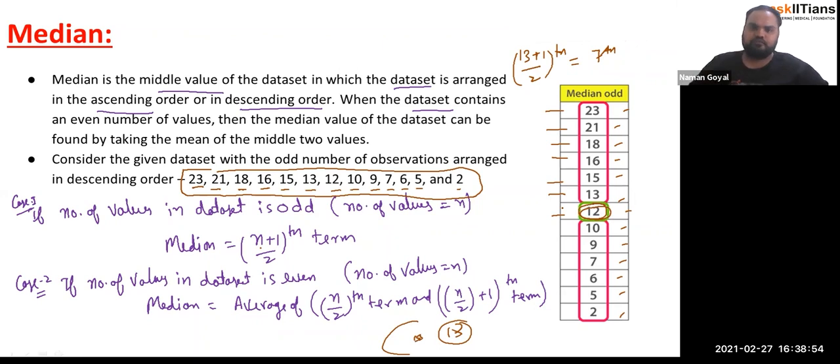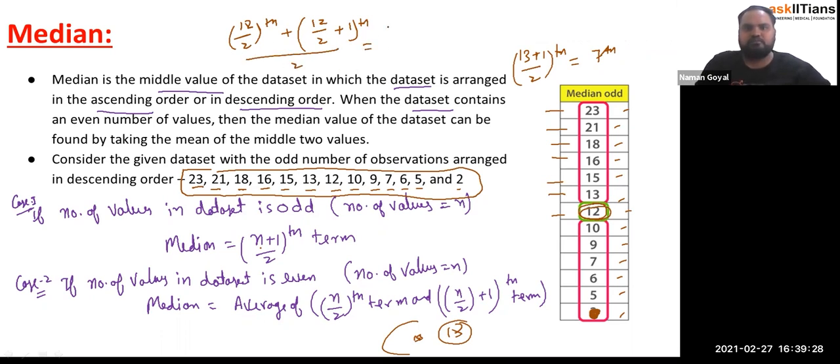Okay, fair enough. Theek hai. Now, if the number of terms is even, say I remove this 2 from this data, how many terms are there now? 12 terms are there. So what is the median now? The median is the mean of the 12 by 2th term plus the 12 by 2 plus 1th term, upon 2.